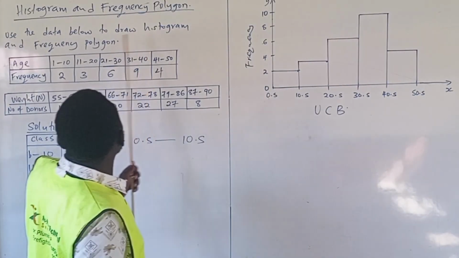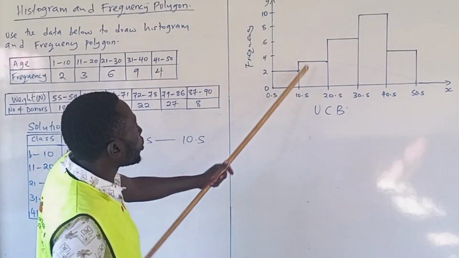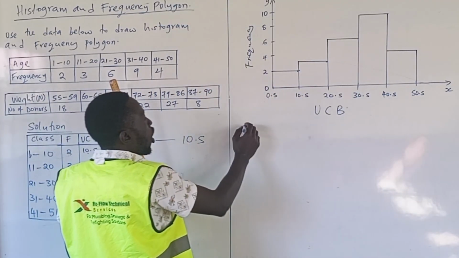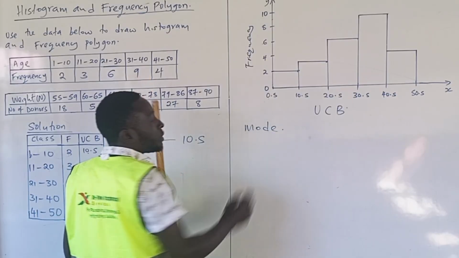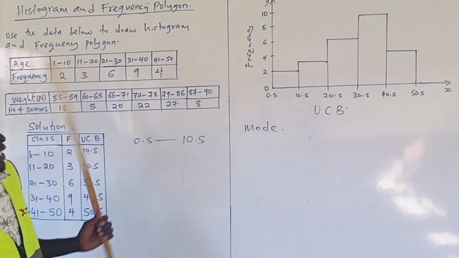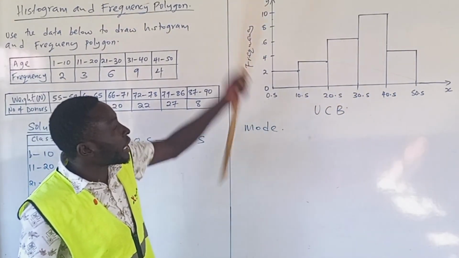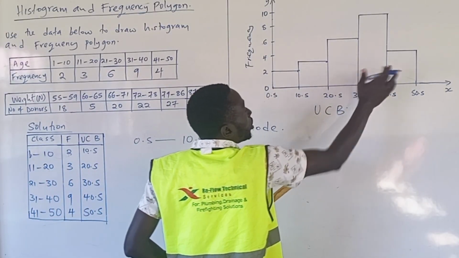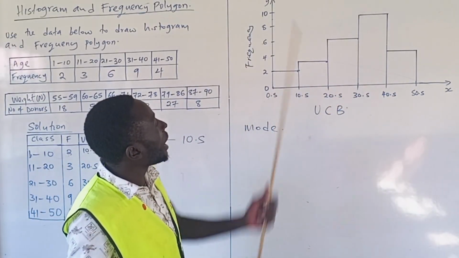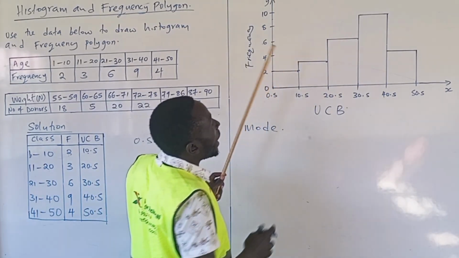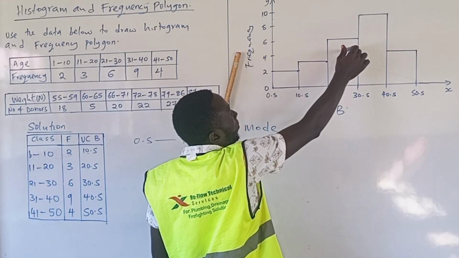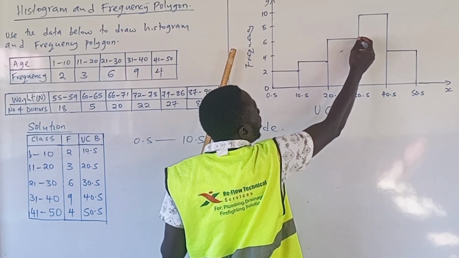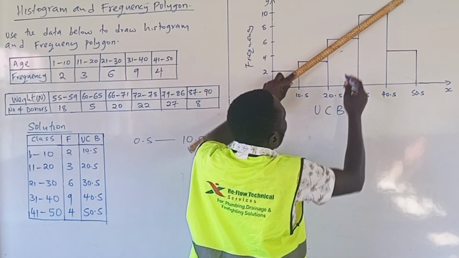So before we go to frequency polygon, you can use your graph, histogram, to get the mode. How do you get the mode? Very simple. You don't have to calculate. You just go to the longest bar. This is the longest bar, and it is bordered by two other bars. Then you just draw a diagonal from where this boundary box is ending and this one is starting. So from this point, you draw a diagonal using a ruler.